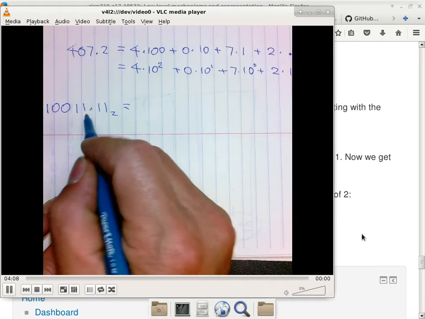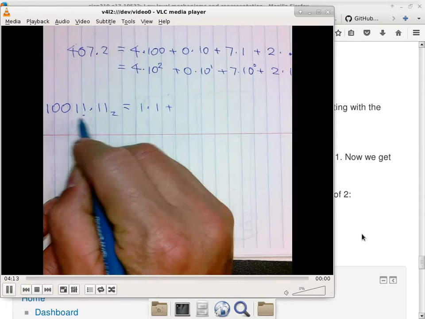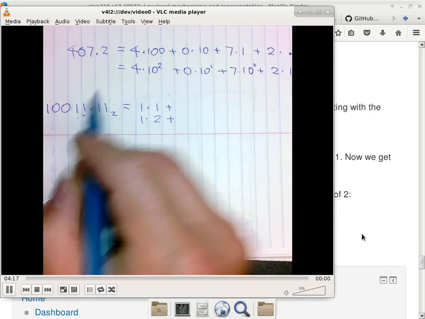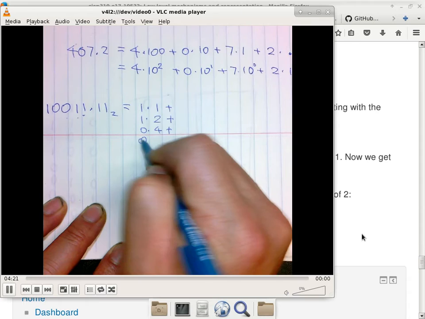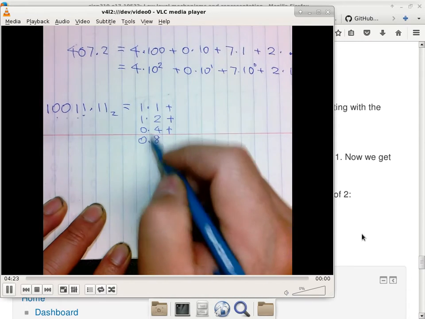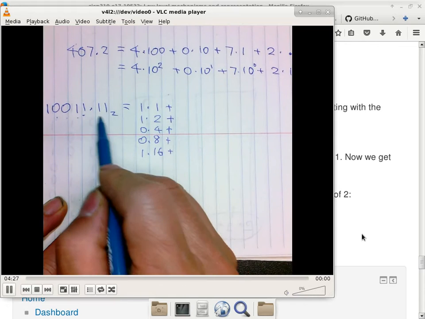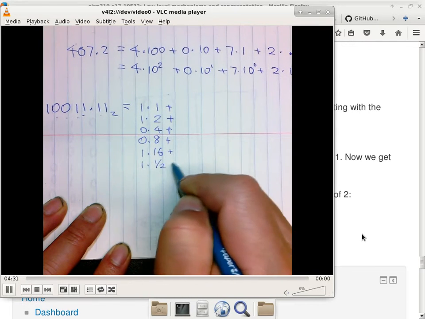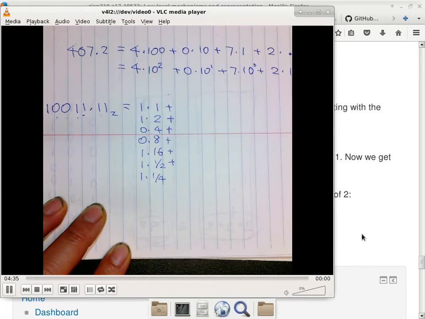So we can start with this 1 here. We have 1 times 1 plus, then we look at this 1 here. It is 1 times 2 plus, we have 0 times 4, 0 times 8, because this is 8, and then 1 times 16. On the other side, we have the powers to the negative, so we have 1 times 1/2, and then we have 1 times 1/4. Okay?